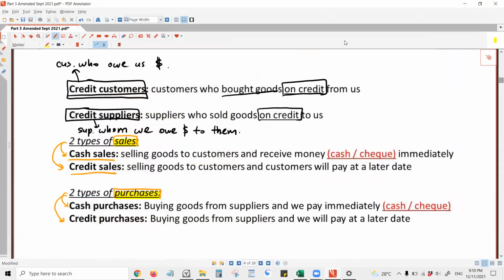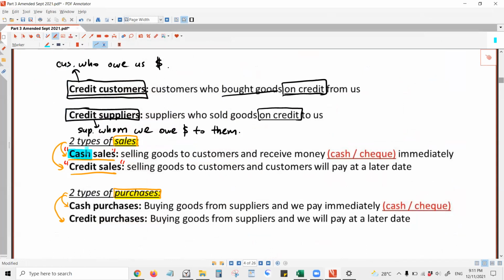There are two types of sales. One is known as cash sales, another is credit sales. Cash sales is simply the name of a category of sales. There are two categories of sales: one is cash sales and another is credit sales. Don't think that cash sales has something to do with cash. It's a misunderstanding in many students. They think that cash sales means you sell goods and collect cash.